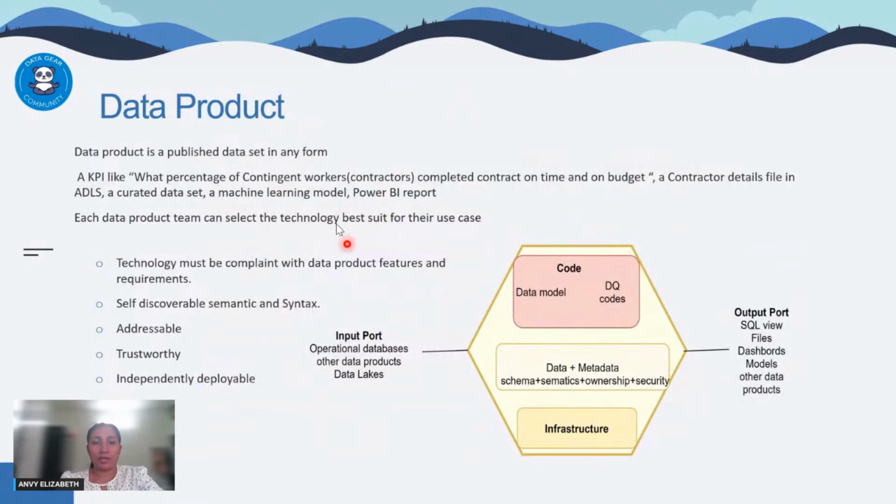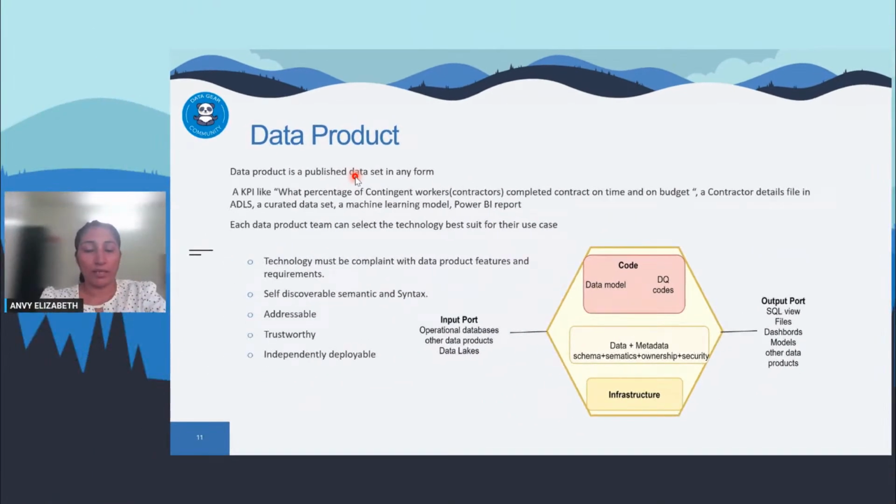And now comes the explanation about the data product. What is actually a data product? A data product is a published data set in any form. For example, it can be a KPI which tells us what percentage of contingent workers completed the contract on time and on budget. It can be such a KPI, or a contract details file in Azure Data Lake, or a curated data set, a machine learning model, or a Power BI report. Any of these can be a data product.